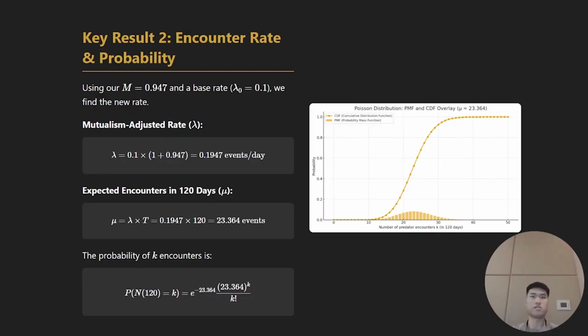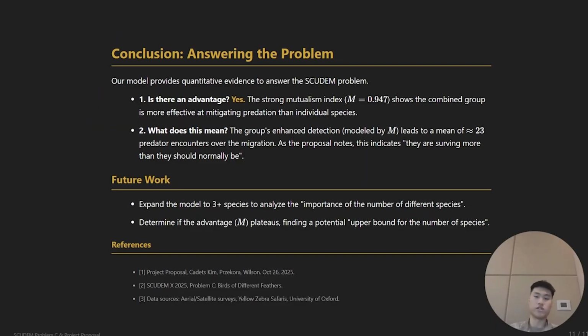The line shows the cumulative probability, which helps us answer questions like, what is the probability of 30 or fewer encounters? In conclusion, our model provides quantitative evidence to answer the SCUDEM problem. First, we're able to answer the question, is there an advantage? Yes. The mutualism index of 0.947 proves the combined group is safer and more effective at migrating from predation in comparison to when they would work individually as a species.